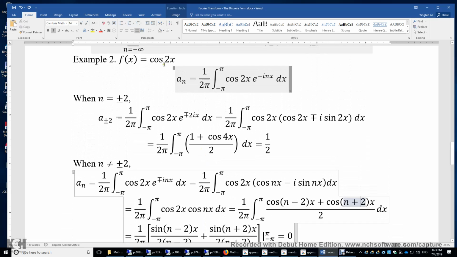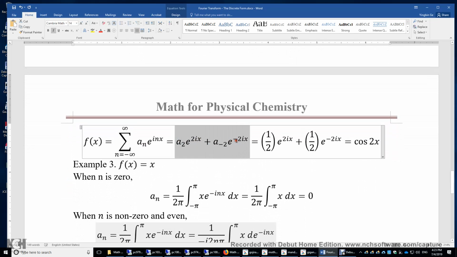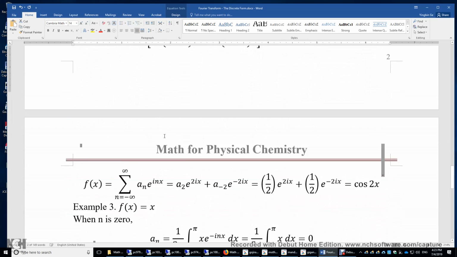So similarly, for cosine 2x, the infinite series of its Fourier series contains only two non-zero terms, the a plus 2 term and the a minus 2 term. Therefore, the result is very simple. This is just the Fourier series of cosine 2x. We can verify this by plugging in the values of a2 and a minus 2. And then we simplify this. We actually get cosine 2x. And therefore, this expression is verified again for this particular example.